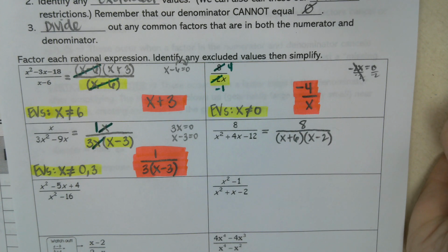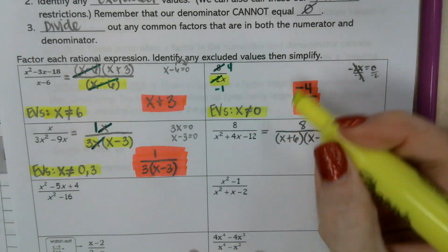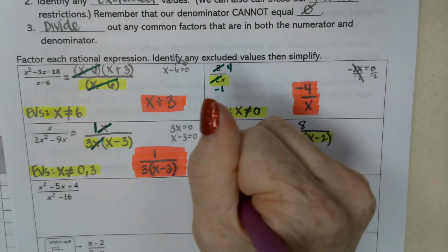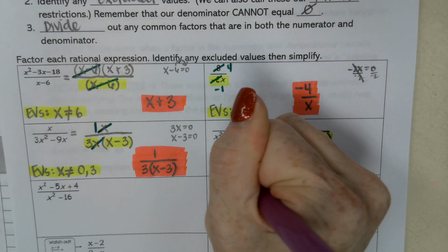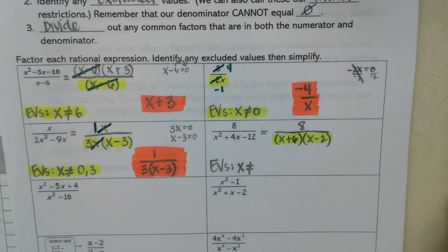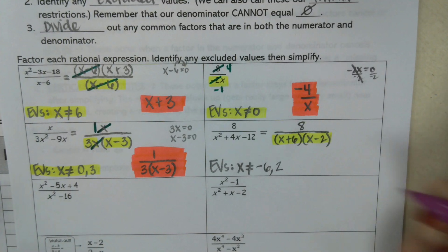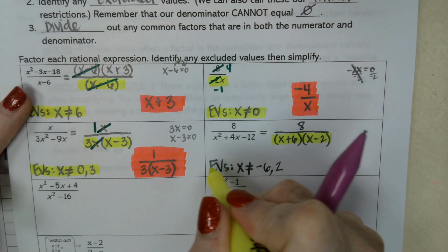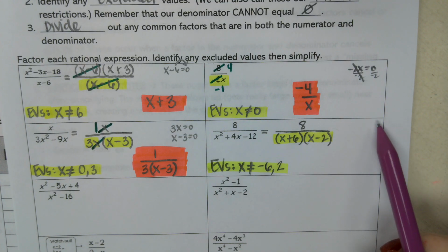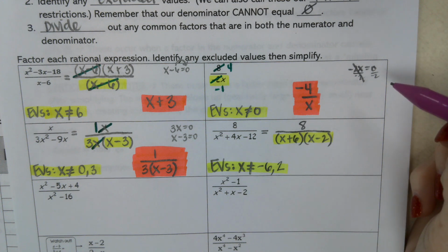Perfect. Okay. So I'm looking at my denominator, okay, and I have two things with variables. Those two things give me my excluded values. What is x not allowed to equal here? Negative 6 and positive 2. Does everybody understand why without me writing it out to the side? Does anybody want me to write it out to the side? It doesn't matter to me.